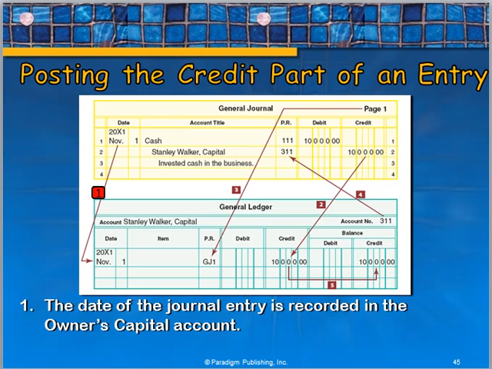Now we're going to record or post the credit part of the entry. So, our credit was for Stanley Walker Capital. So we call this general ledger account Stanley Walker Capital. We carry the account number 311 to the account number space. We carry the date down to the general ledger. This is posting reference General Journal 1. And it's a $10,000 credit. And there again, since it's our first entry, we carry the credit over to the credit side.